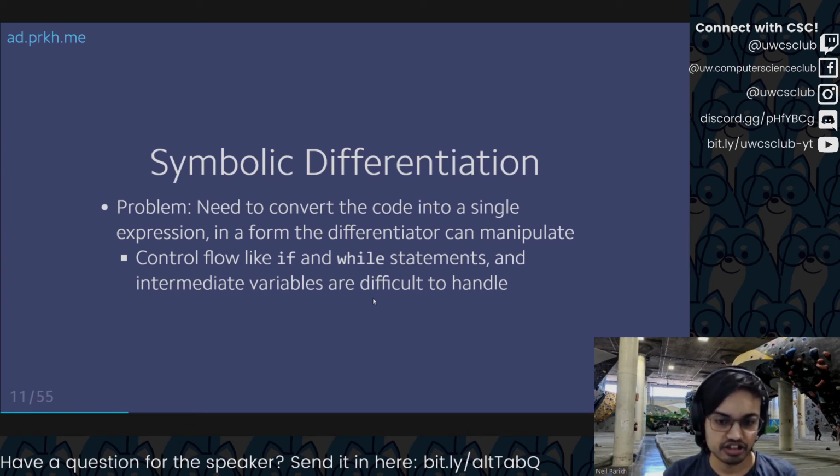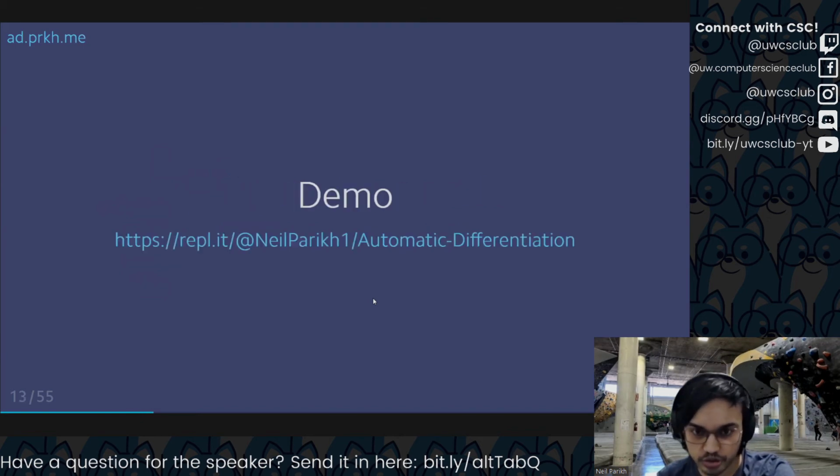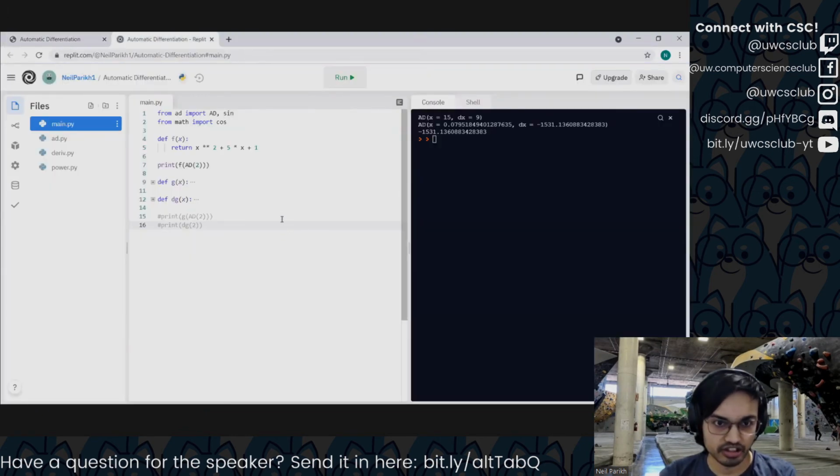And you can imagine, when you're writing machine learning, you don't have a single expression, you have some code. And so the solution is automatic differentiation. To start, I'll do a little demo to show how this works at the top, and then afterwards I'll go into how it works.